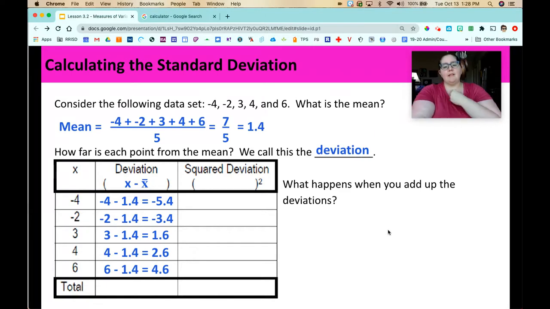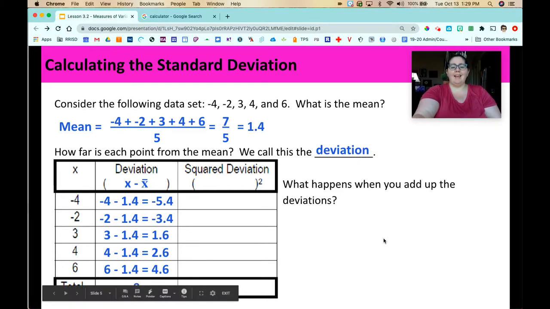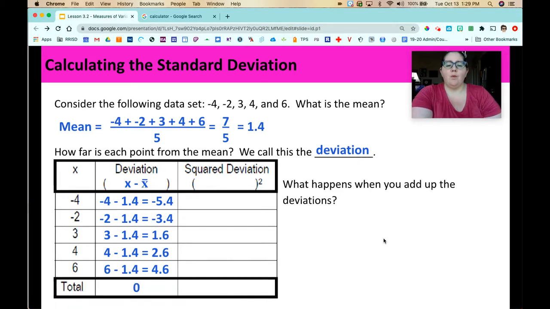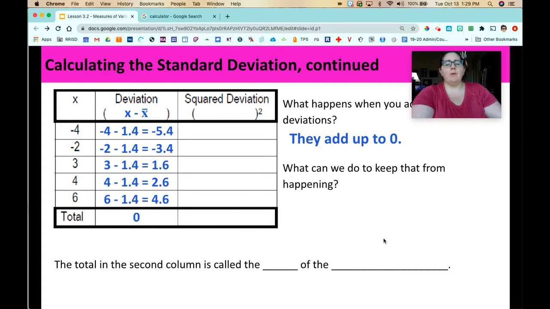So this question I asked in your notes says, what happens when you add up the deviations? Because that's our goal. We want to know the standard deviation, which kind of means typically or on average, what's the deviation? How far are these points from the mean? But if I add up all these numbers, I get 0. The deviation is 0 when I add them all together, and that's not very helpful. If I was going to find the average or standard deviation, adding up those numbers is not helpful because they add up to 0. So what do we do instead? What can we do to keep them from adding up to 0?